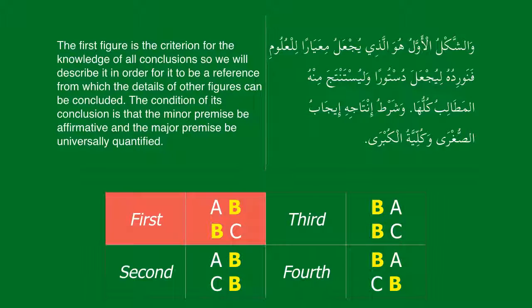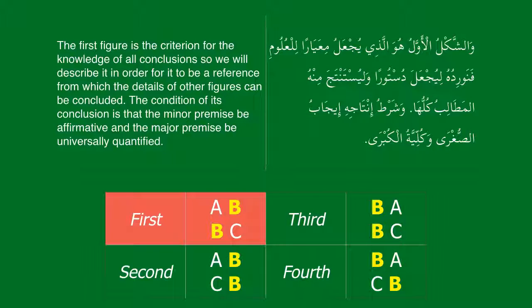And then, after returning it to the first figure, you work out what the conclusion is, if there is any conclusion. So, because we are going to return any argument on the other three figures to the first figure, it is the criterion for the knowledge of all conclusions, regardless of the figure of the syllogism. He says the first figure is the criterion for the knowledge of all conclusions, so we will describe it in order for it to be a reference from which the details of other figures can be concluded.